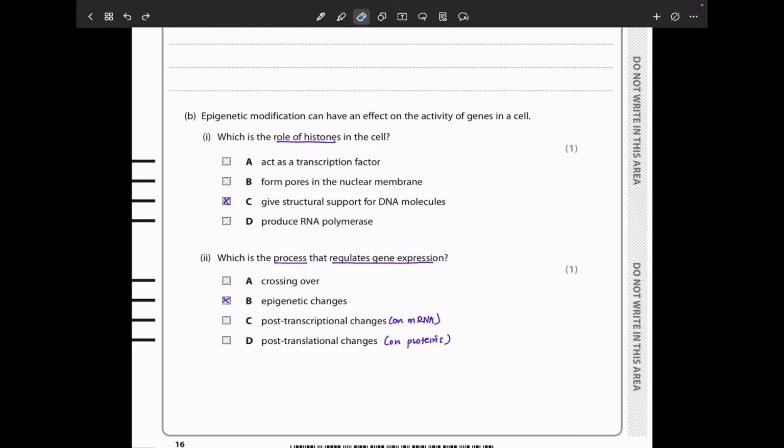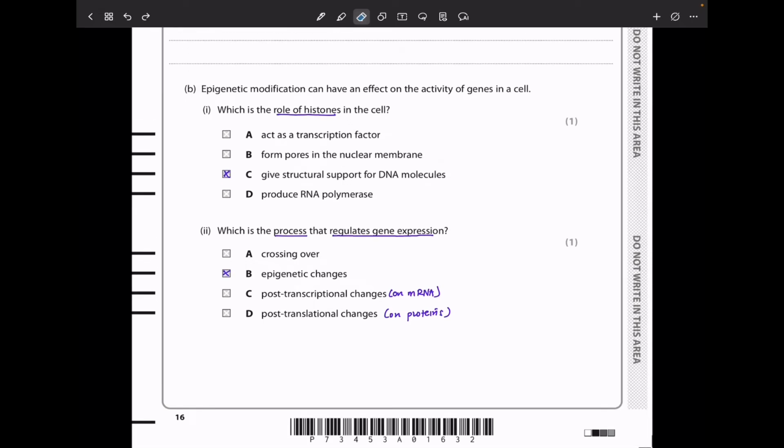Next they say epigenetic modifications can have an effect on the activity of all genes in cells, which is the role of histones in the cells. Histones are proteins onto which DNA wraps, so they give structure and support to DNA molecules, and therefore the answer should be C.